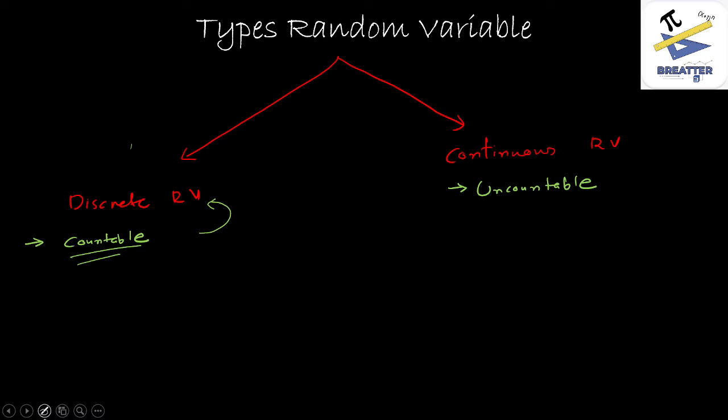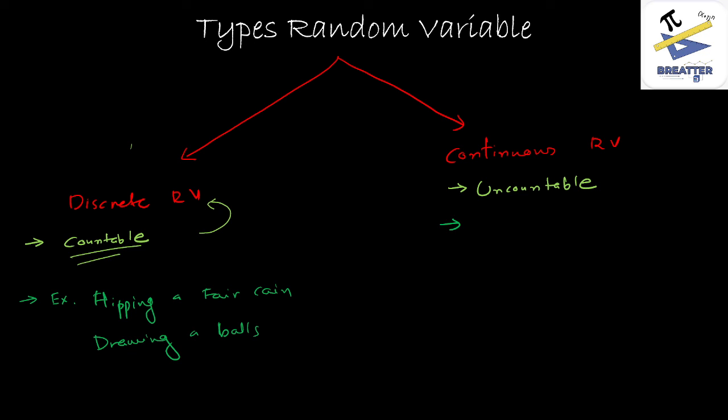So what are the examples? Let us write the examples. Examples are flipping a fair coin. Drawing a ball. Selecting a student from a class. There can be any number of examples. Selecting a student, where there is a fixed number of students, you may count them as 1 to 100. So these are the examples of discrete random variable.